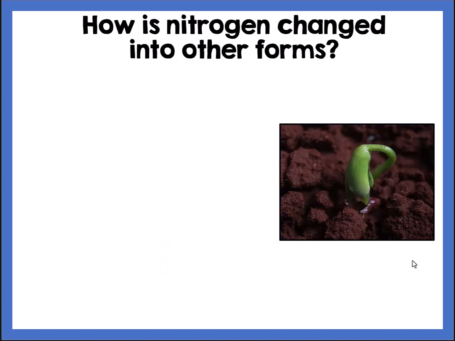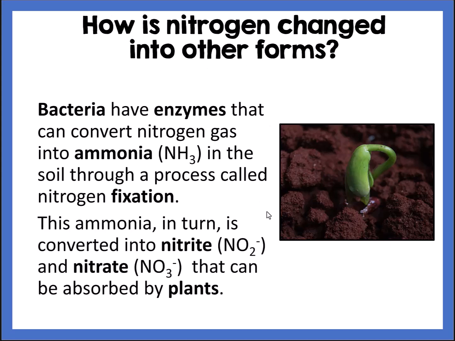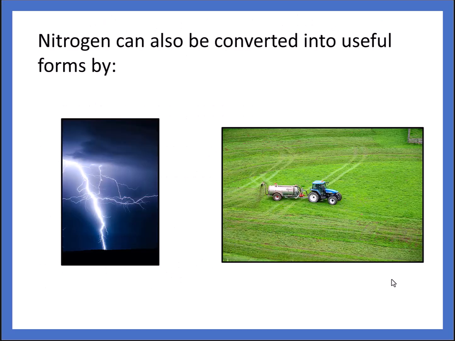So how is nitrogen changed into other forms from the atmosphere? Bacteria have enzymes that convert nitrogen gas into ammonia, or NH3, in the soil through a process called nitrogen fixation. So they are able to take that N2 out of the atmosphere and convert it into ammonia. This ammonia then in turn is converted into nitrite and nitrate that can be absorbed by plants. So there's a couple of different processes occurring here in this nitrogen fixation process. But the goal is to convert the unusable nitrogen from the air into usable nitrogen in the soil. Nitrogen can also be converted into useful forms by lightning and through man-made fertilizer products.